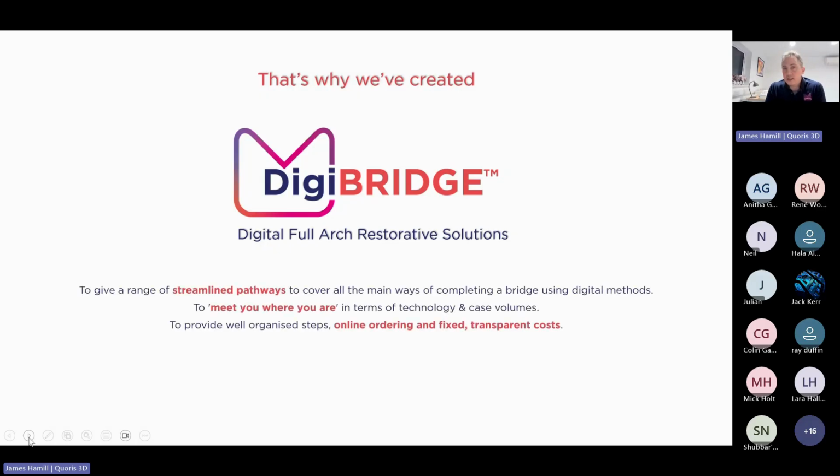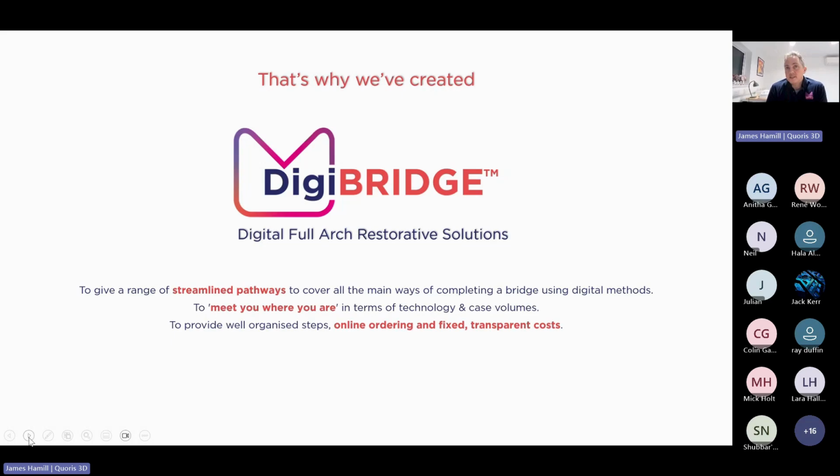And essentially what DigiBridge is, is a range of streamlined pathways. There are 4, and these cover all the main ways of completing a final bridge using digital methods. So no matter the situation that you're in clinically, there will be a pathway that you will be able to choose. It's brilliant in that it meets you where you are in terms of your technology. All you need is access to an iOS, and you can use these pathways. And also it is related to your case volumes. You don't need to go out and invest in any expensive equipment. You pretty much will have what you need already in your practice.